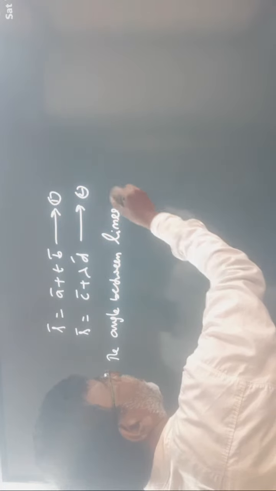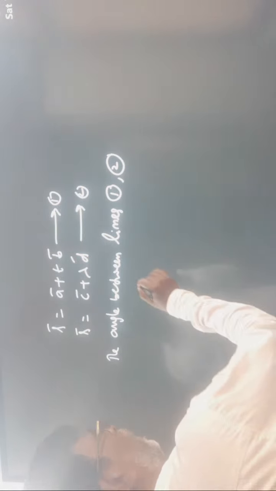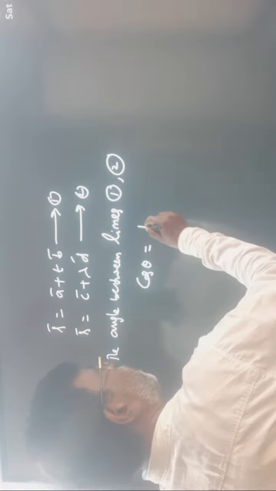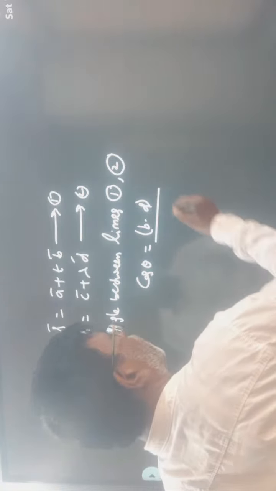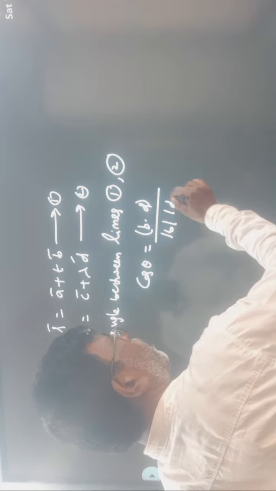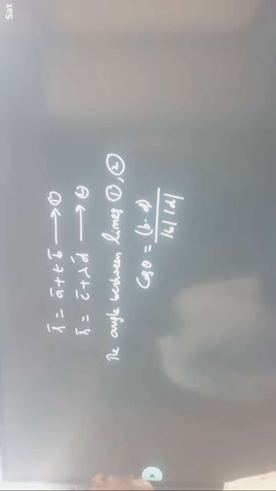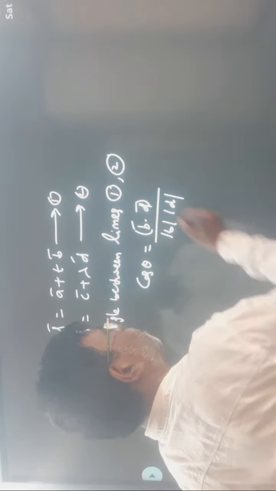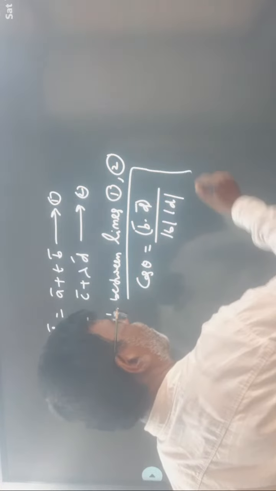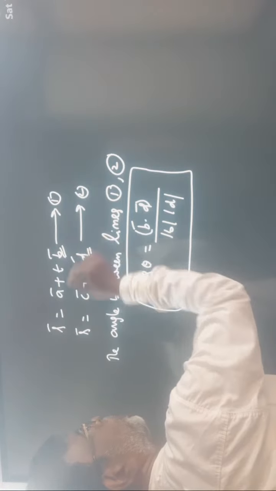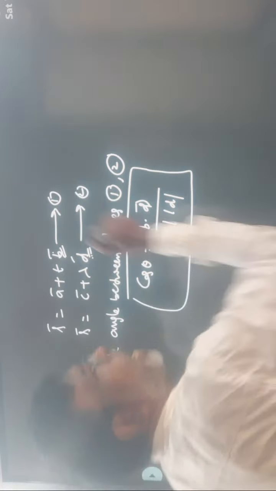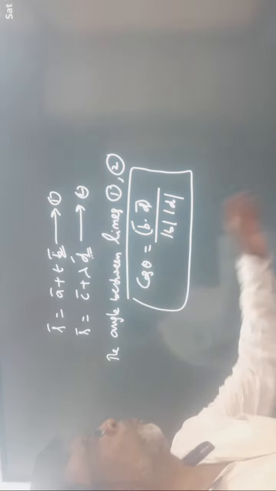The angle between lines 1 and 2: cos theta equals, remember the formula, B bar dot D bar by mod B bar mod D bar. This is the formula. This line is parallel to B bar, and this is parallel to D bar. Angle between B bar and D bar gives the angle between the lines 1 and 2. That is very important.